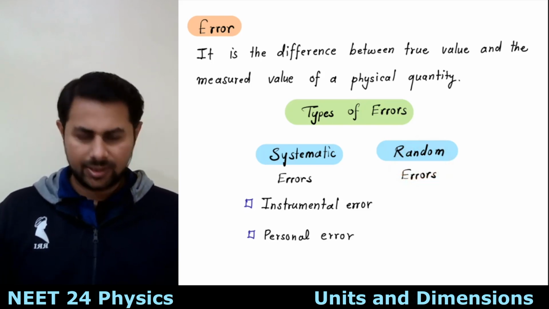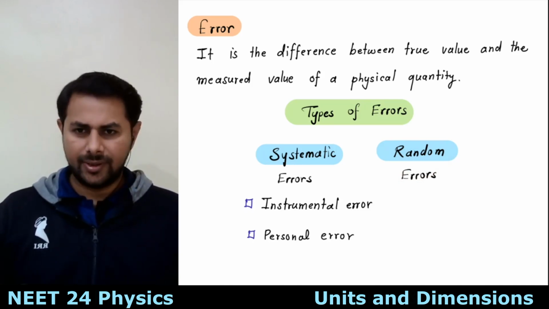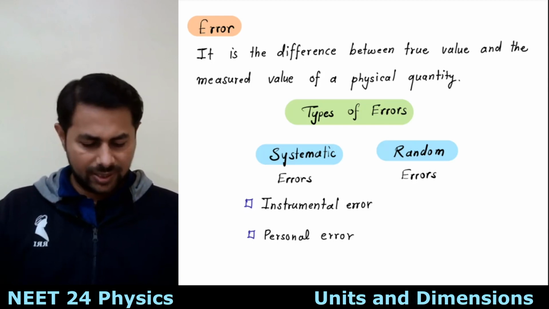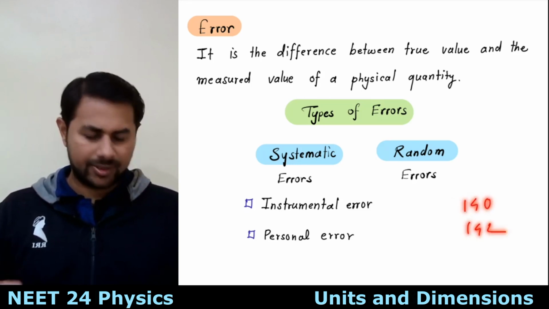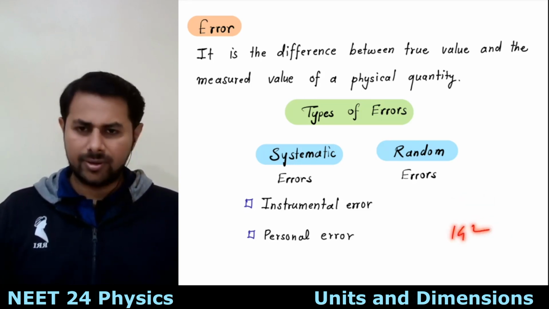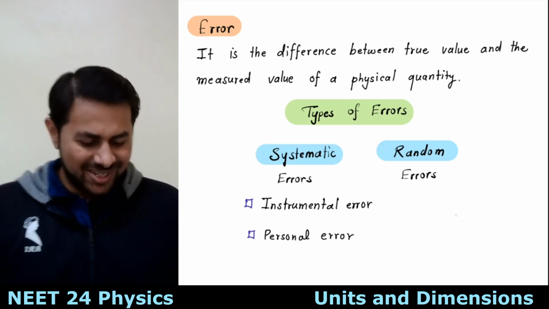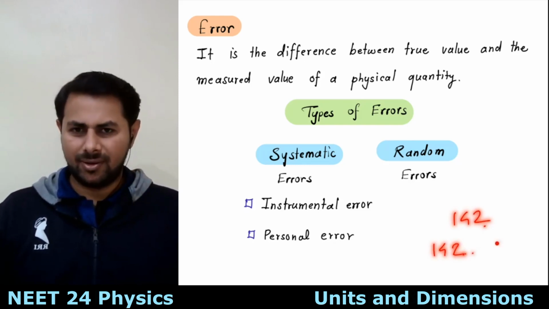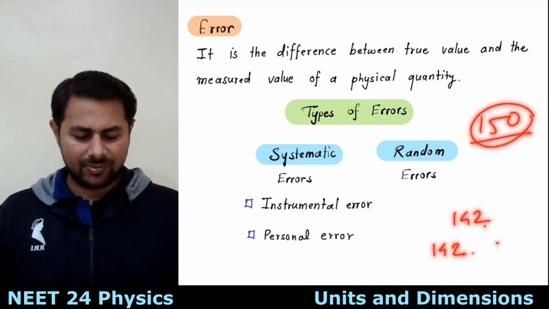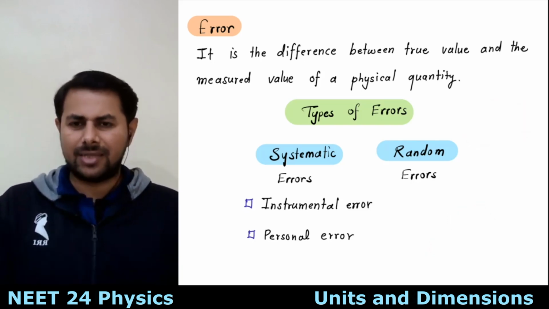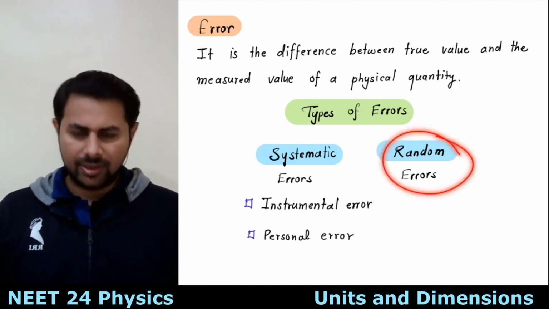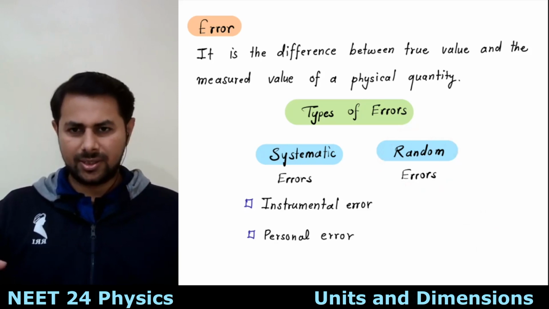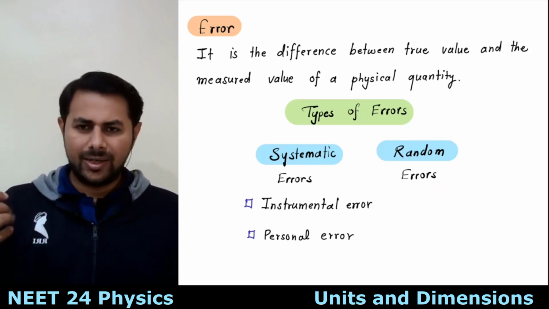Like suppose you want to measure my height in centimeters. Suppose it is 142 centimeters, something like that. Don't take it literally, I have not calculated. Suppose somebody measures it and finds that the height is 143 centimeters, somebody says it's 150 centimeters. That is too much change in magnitude, but it will not come under random error. It is systematic error only, because it is performed by some person.